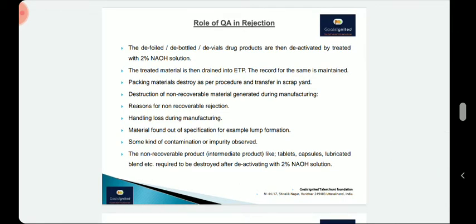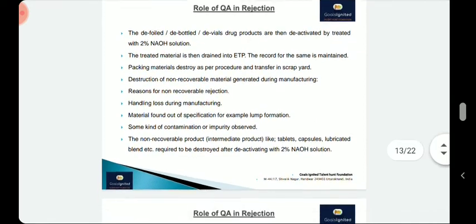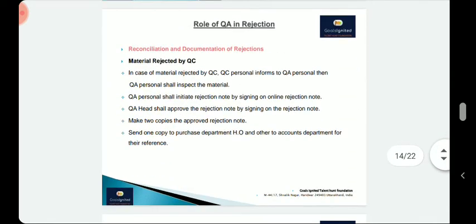If the quantity of the rejections is more than 5%, then a QA person shall fill in the rejection note and take approval from head QA. Make 2 copies of the approved online rejection note and send one to the purchase department and the other to the accounts department.